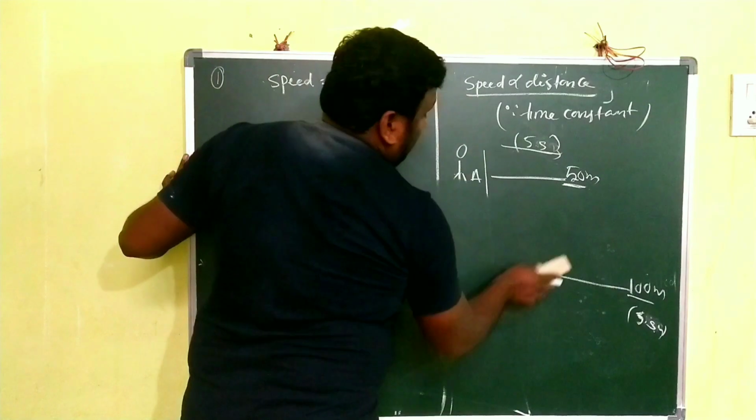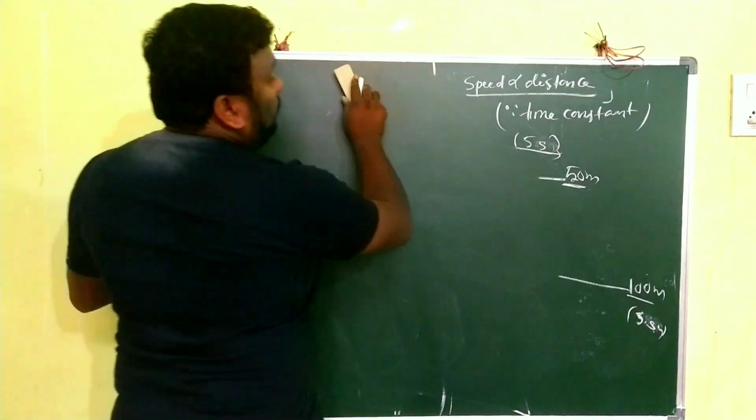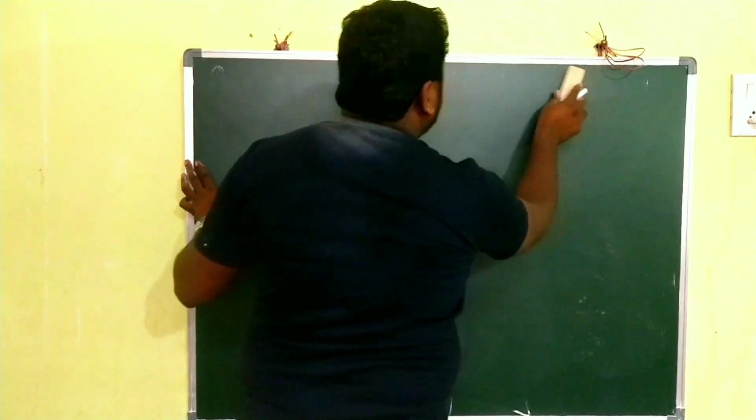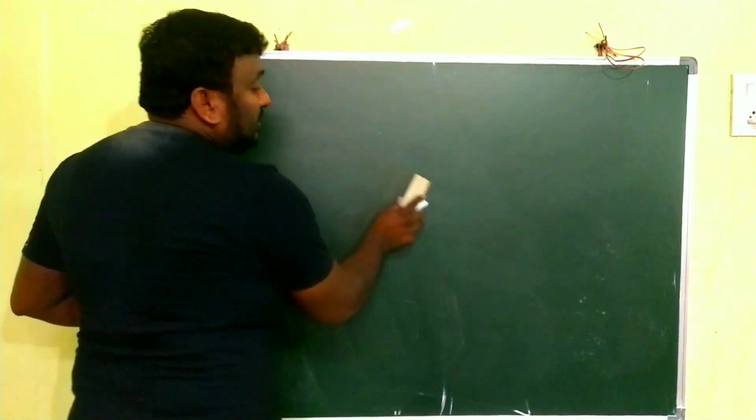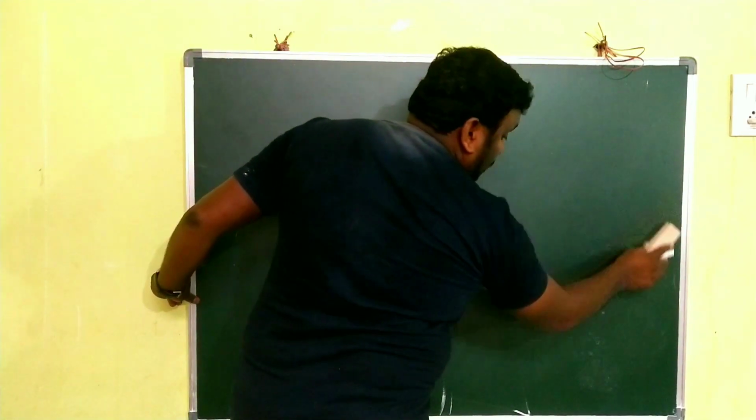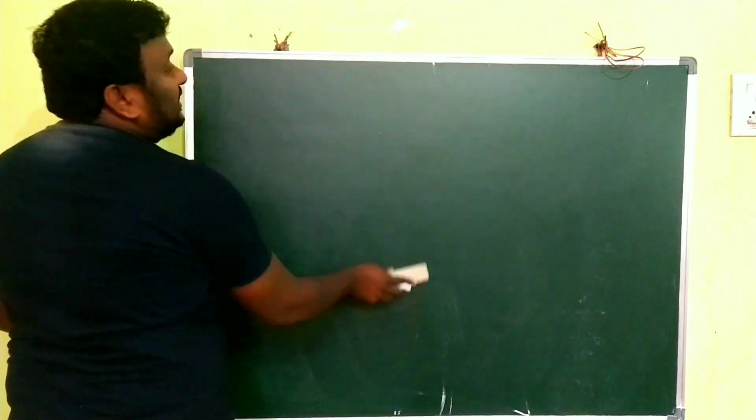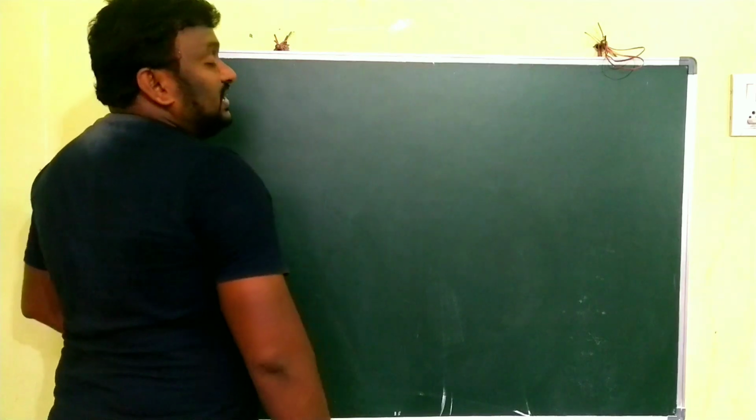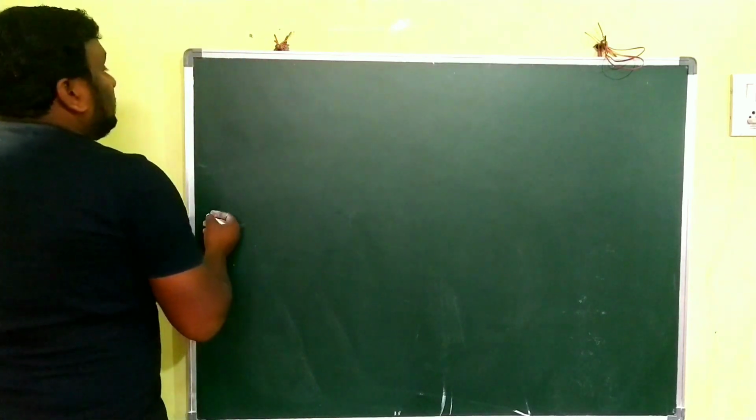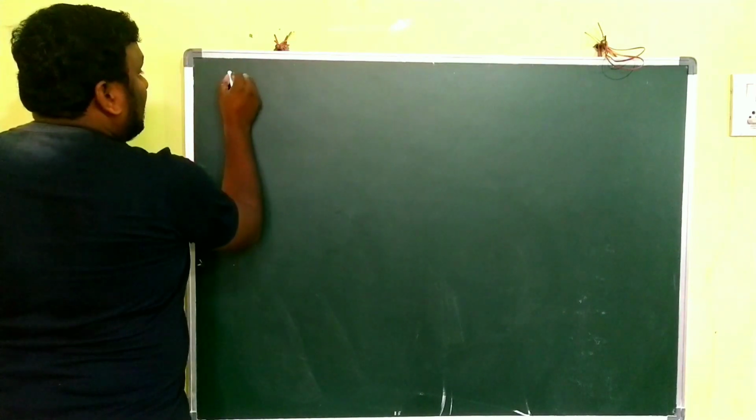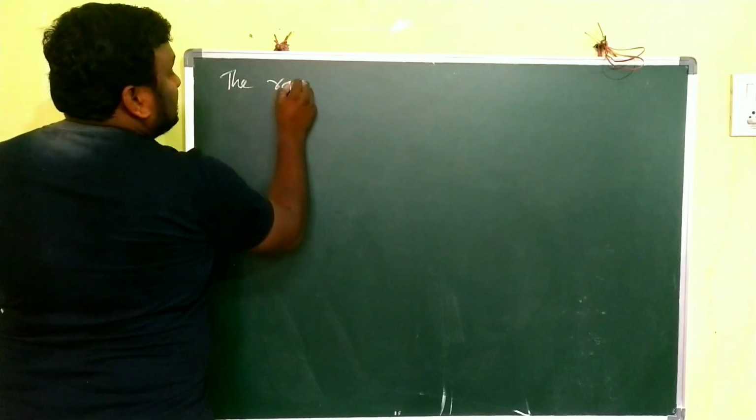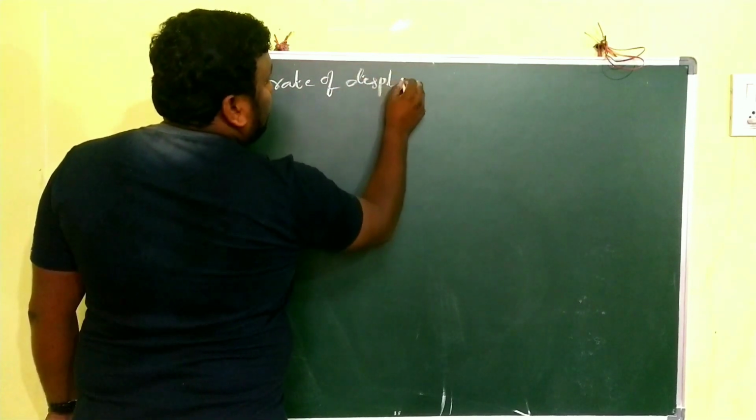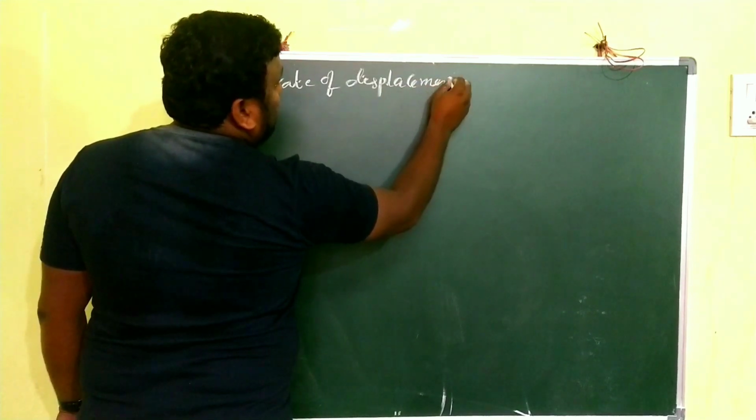velocity. What is velocity? I already gave one definition. What is that? The displacement covered by the body in unit time, or per unit time. That should be what we call velocity. Or simply we have another definition: the rate of displacement of a body.